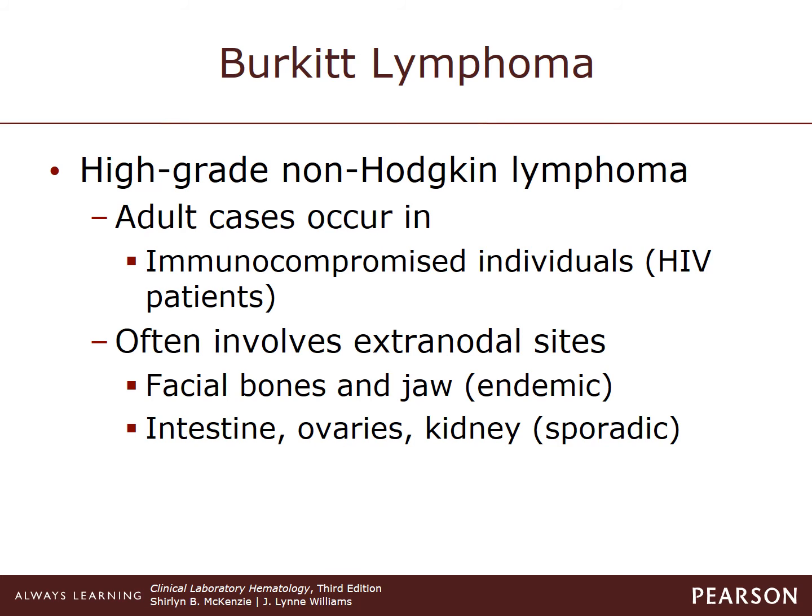Epstein-Barr virus has also been thought to play a role in the pathogenesis of Burkitt's lymphoma, but not as commonly as HIV. And this is very hard to distinguish from a diffuse large B-cell lymphoma, as their immunophenotyping pattern is similar. So the presence of TdT, or terminal deoxynucleotidyl transferase, allows this distinction.